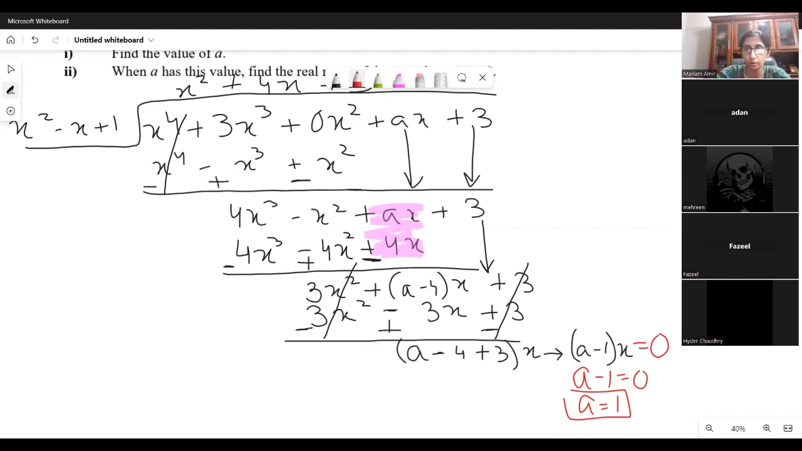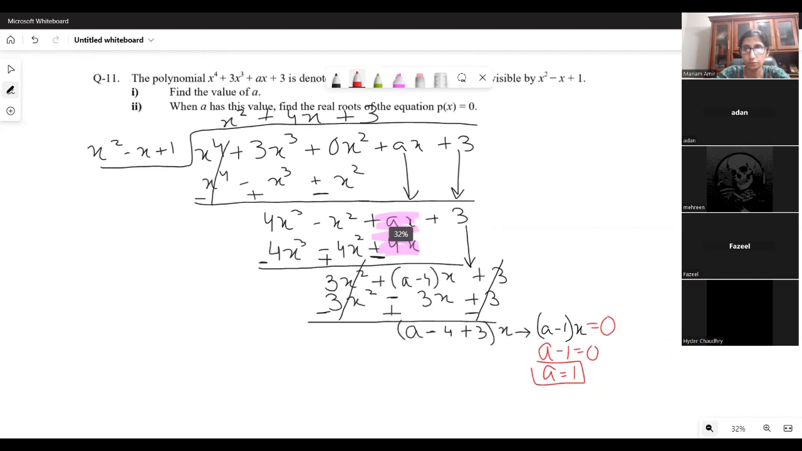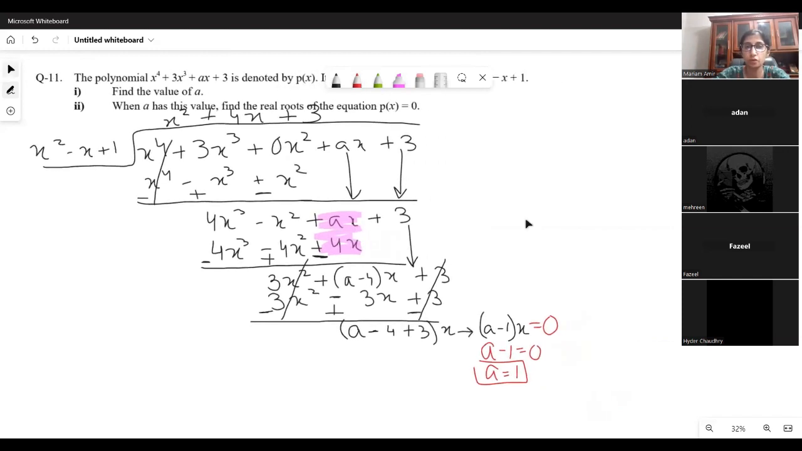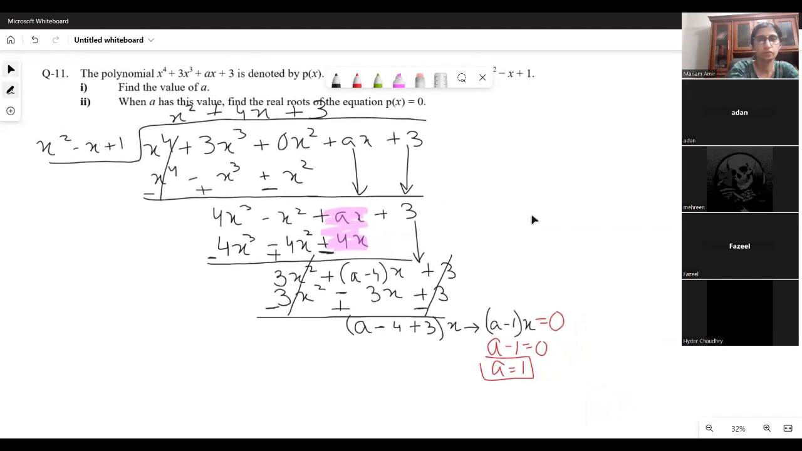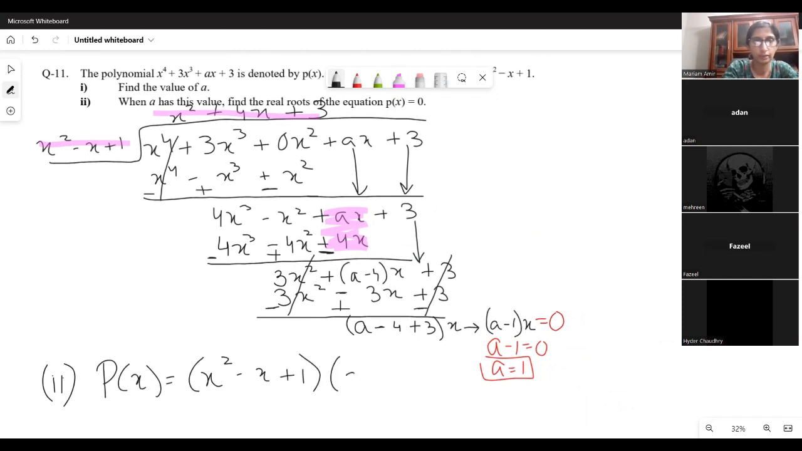Okay. When a has this value, find the real roots of px is equals to 0. So px would be equals to the product of these two. Let's write that down. For part 2, px equals x square minus x plus 1 and x square plus 4x plus 3.